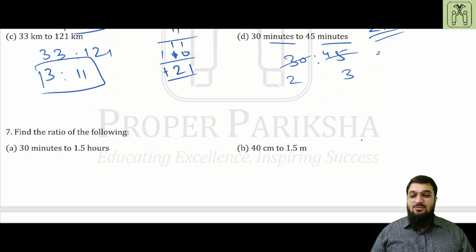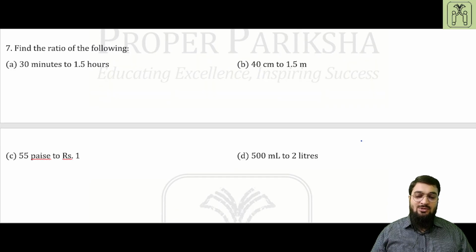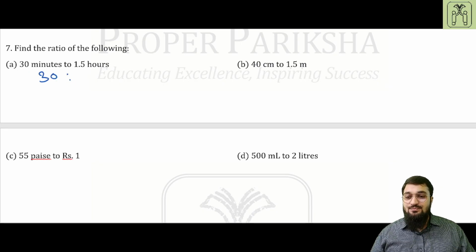Find the ratio of the following: 30 minutes to 1.5 hours, 40 centimeter to 1.5 meter. This involves two concepts: conversion and then division. So 30 minutes is to 1.5 hours. How can we write 1.5? That will be into 60. So we'll write 6. We'll remove the decimal so that it incorporates the 60 ka 0.